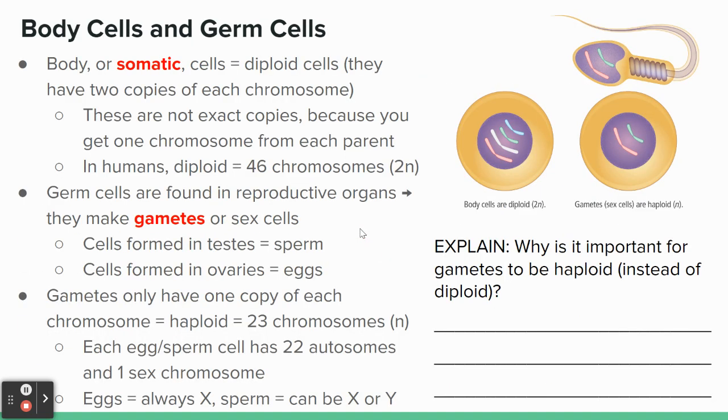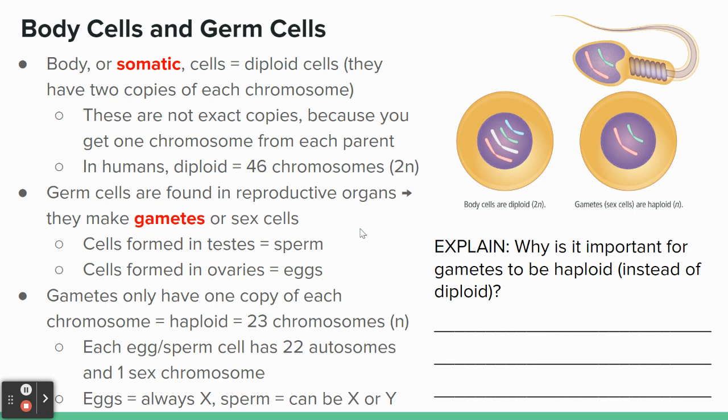Now, body or somatic cells are diploid cells. They have 2 copies of each chromosome. These are not exact copies. You get 1 chromosome from each of your parents. In humans, diploid cells have 46 chromosomes, or 2N.